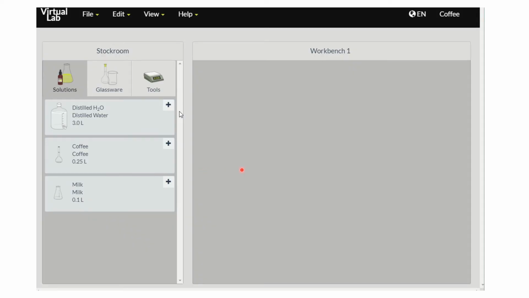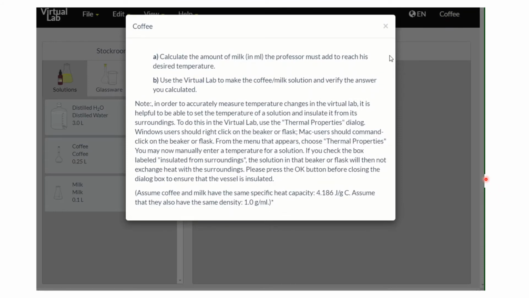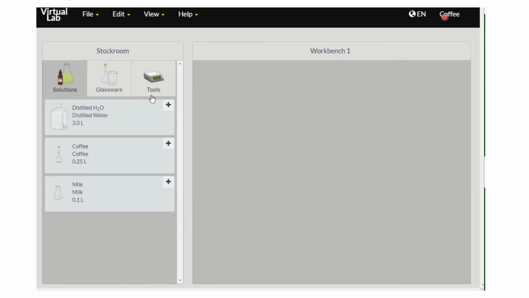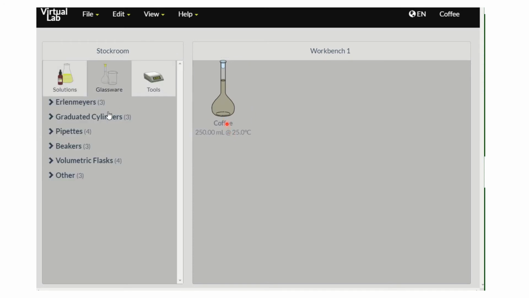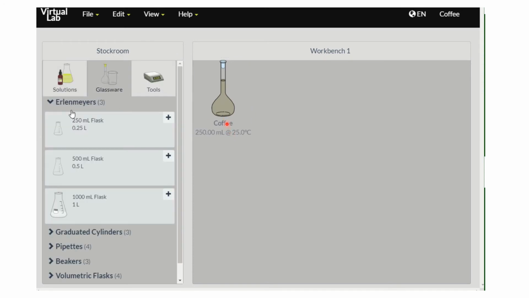So I'm going to show you specifically what I did. You can deviate a little bit, and you'll see what I mean by deviate. But here I'm showing you that it's giving you a guideline here as well if you forget. Of course, we have our stock room. We have the coffee. I started with the coffee. You can start with the milk. It doesn't matter.